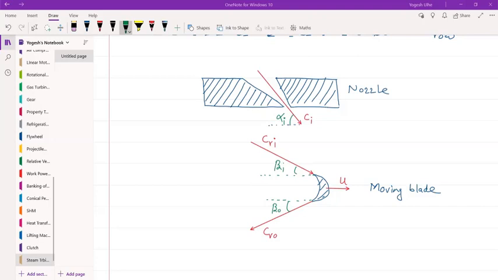Has everyone completed the drawing? Both drawings must be one below the other. Steam leaves the nozzle and enters the moving blade. So this is CRI and CRO, everyone.